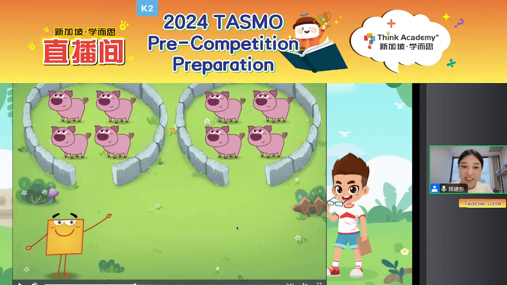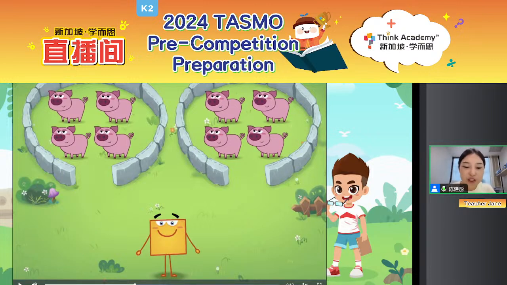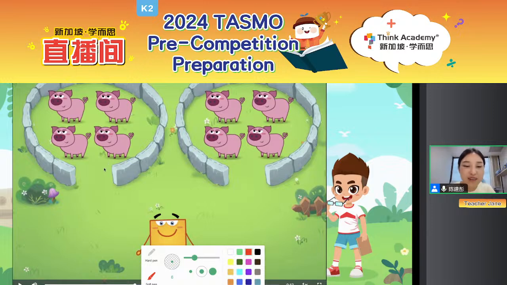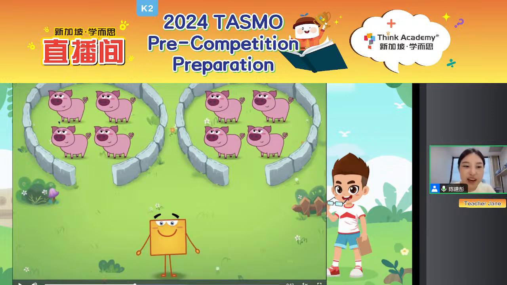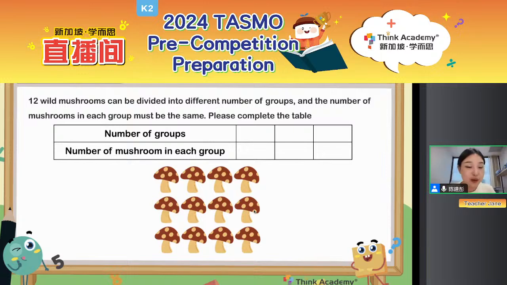Okay, so everyone, have you seen that just now? This time we don't need to always share them one by one, right? We can see this time we can also group them two by two. Two here, two there, two here, two there, right? So there are 4 piggies for each fence. So this time we can see sometimes there could be more than one way to divide them into equal groups.